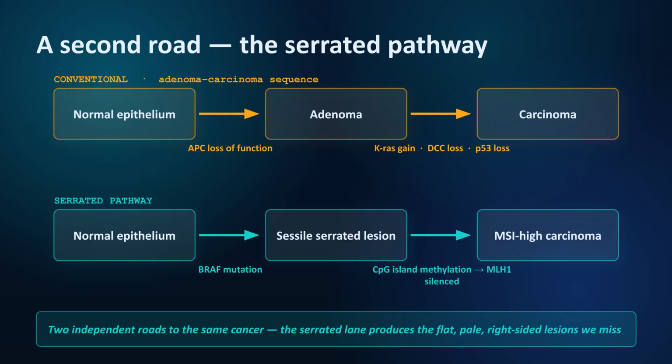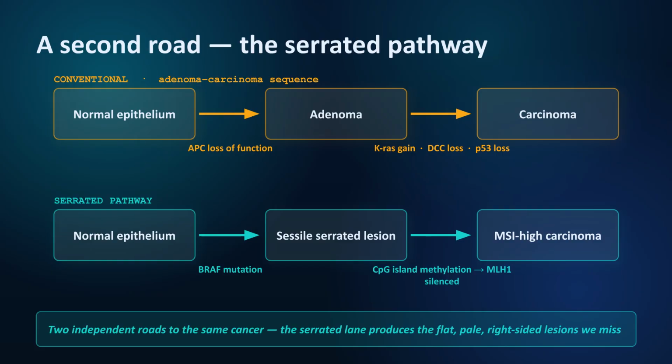It begins with a mutation in a gene called BRAF. That produces a sessile serrated lesion rather than a conventional adenoma. Then widespread methylation of gene promoters silences genes without ever mutating them. When the mismatch repair gene MLH1 is silenced this way, the cell loses its ability to fix replication errors, and you get a microsatellite unstable cancer.